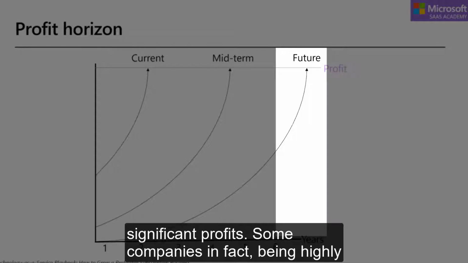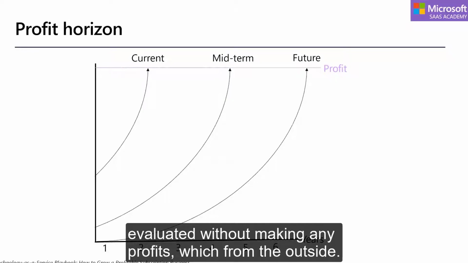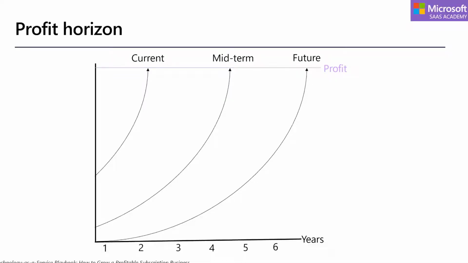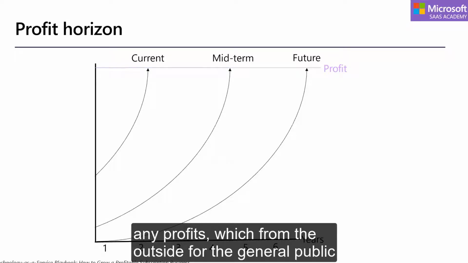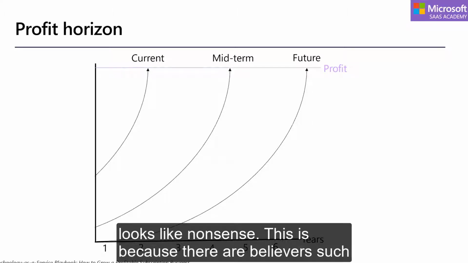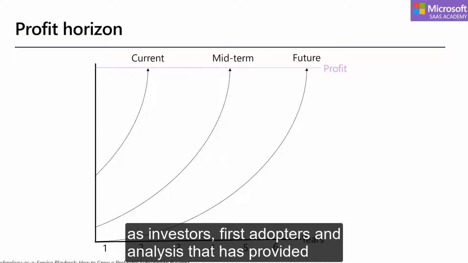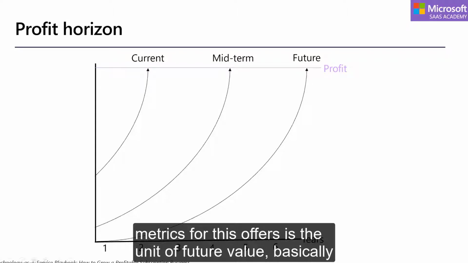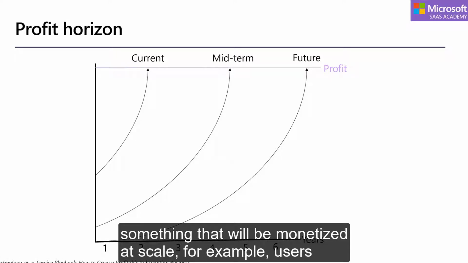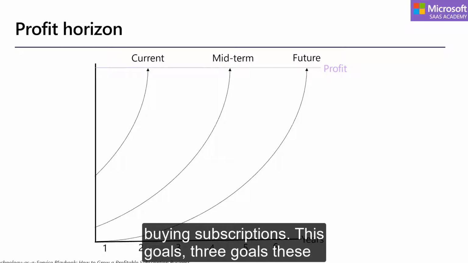Some companies, in fact, are highly evaluated without making any profits, which from the outside, for the general public, looks like nonsense. This is because there are believers, such as investors, first adopters, and analysts, that have provided adequate support for the company. The critical success metric for these offers is the unit of future value, basically something that will be monetized at scale, for example, users buying subscriptions.